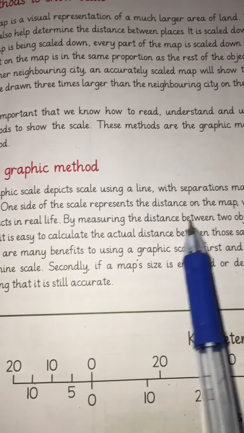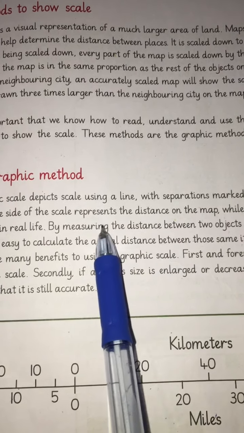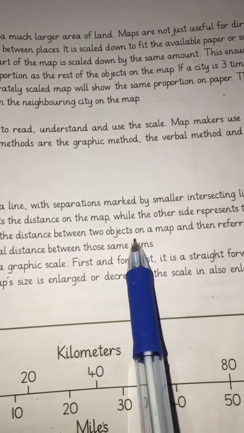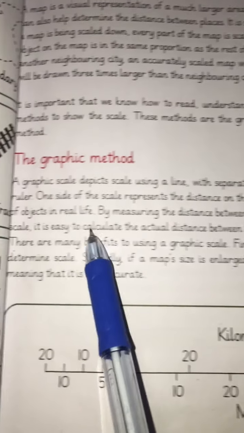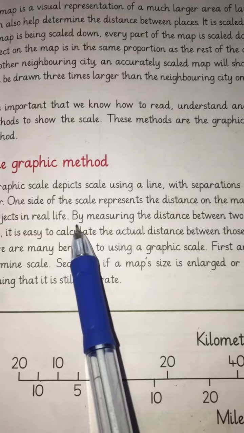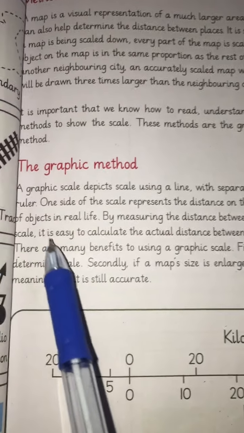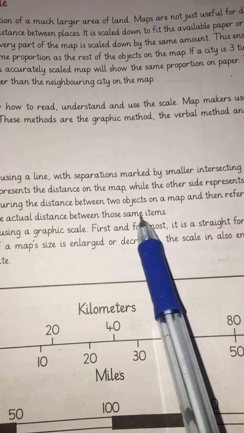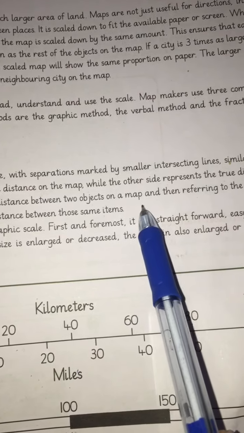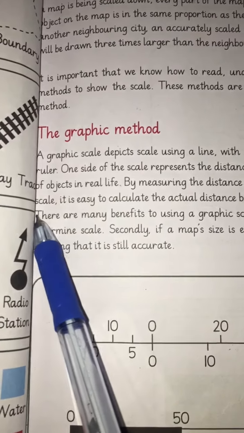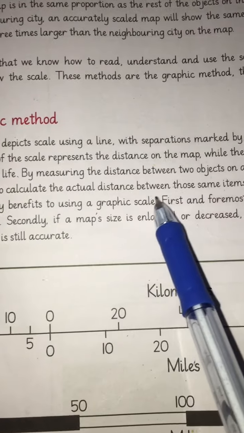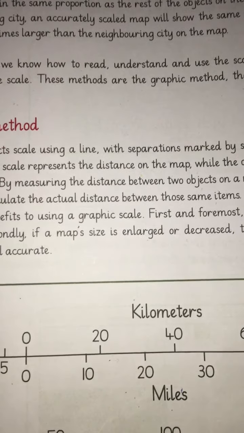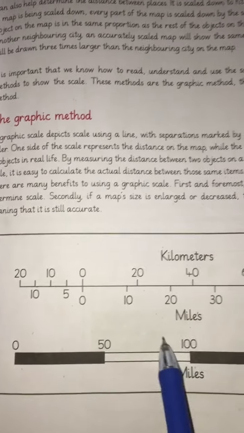And one side of it represents the distance present on the map, and the second side, the other side, represents the true distances of objects in real life. By measuring the distance between two objects on a map and then referring to the graphic scale, it is easy to calculate the actual distance between those same items. Students, as you can see here, how to use the graphic method.